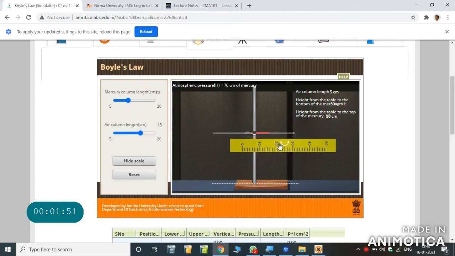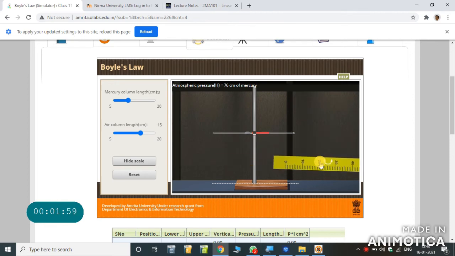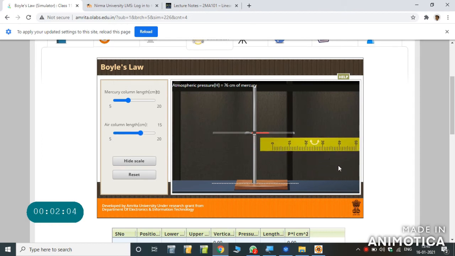Also the length of this air column is 15 centimeter. Here we have also set it 15 centimeter, thus it's 15 centimeter. Now we will keep this quill tube at some angle with the stand. So let us rotate this quill tube some angle, and you can see that the mercury column moved by some small length.